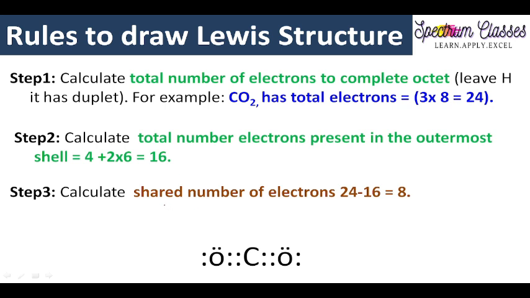Now the third step is to calculate the shared number of electrons. The shared number of electrons means those which are going to form the bond.